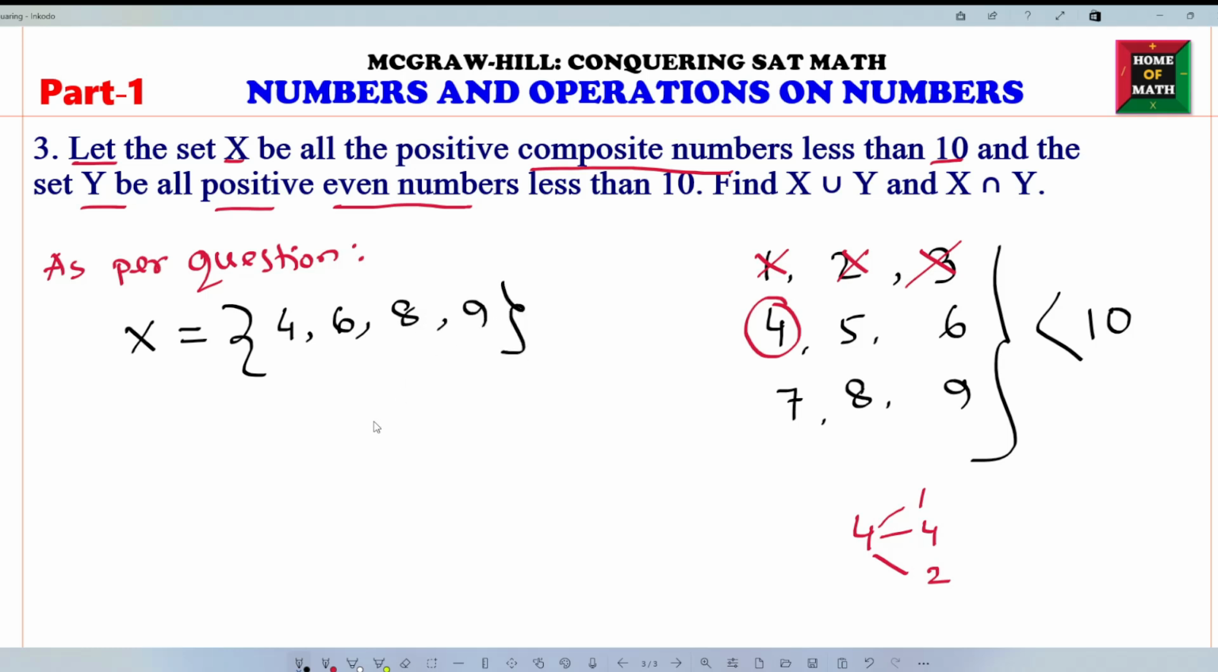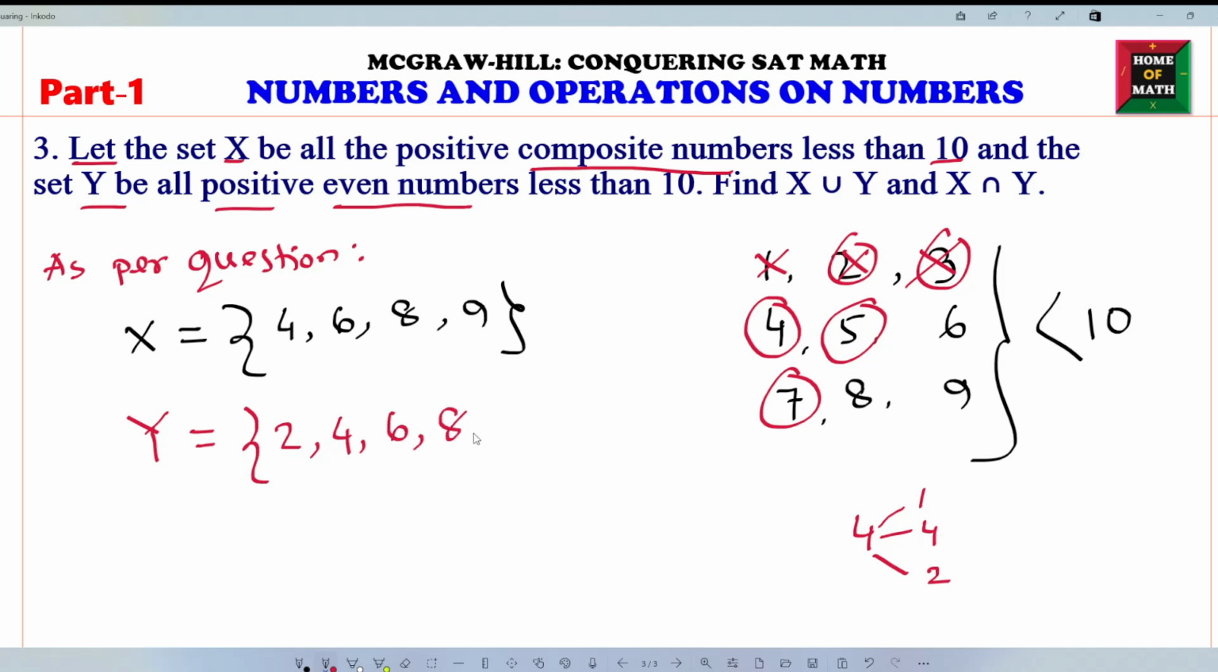This is composite numbers less than 10. Why are we not touching 5 and 7? Because 5, 7, 3 and 2 are what? Prime numbers. Okay, then set Y is all positive even numbers less than 10. So even numbers: 2, 4, 6, 8, okay, not 10.